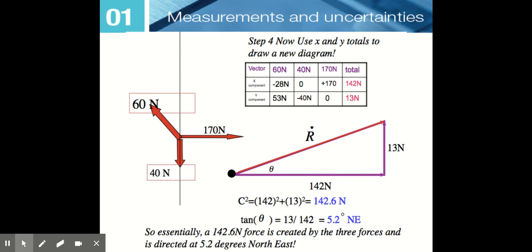Notice at the bottom, we have our new resultant force, and notice that our angle is 5.2 degrees north of east. We did not come off of the northern direction. We came off of the eastern or horizontal vector.